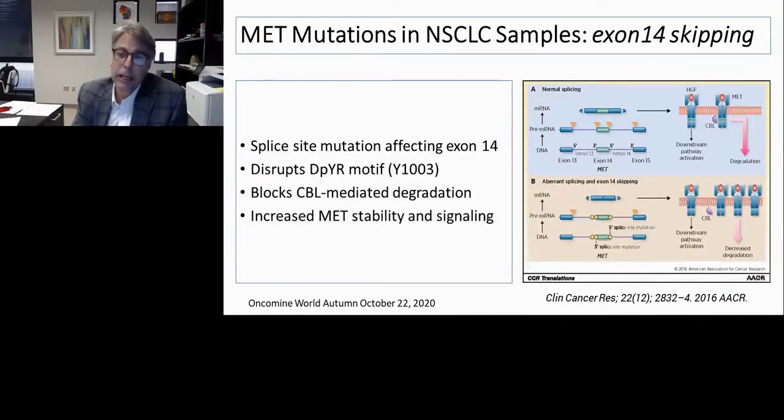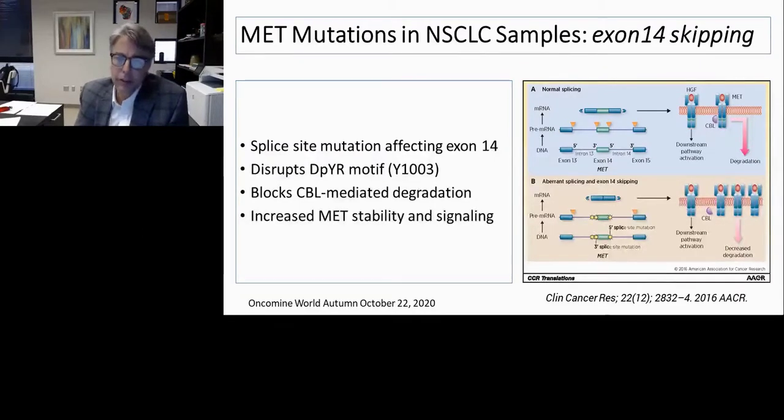And then the protein, after it's translated, gets inserted to the membrane, and the levels of the MET gene are tightly controlled because in exon 14, there's a recognition site for the CBL degradation system. And when MET levels reach a certain level, the CBL system comes along and degrades the MET gene product, and that's how the cell maintains the appropriate levels of the MET gene and can control signaling that way.